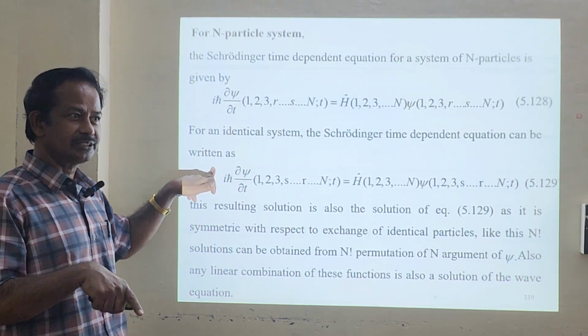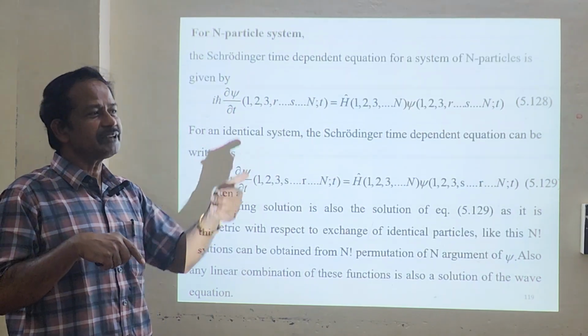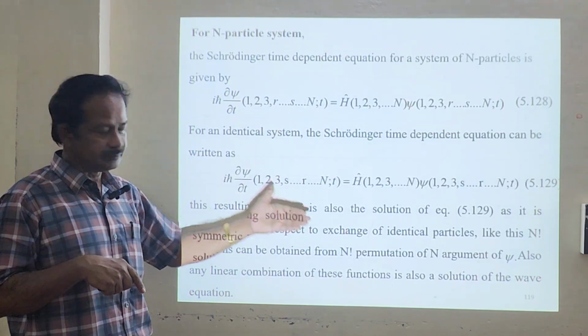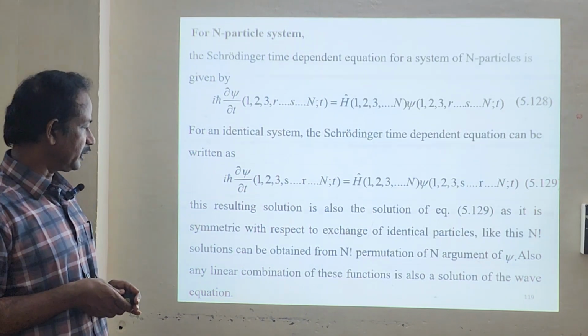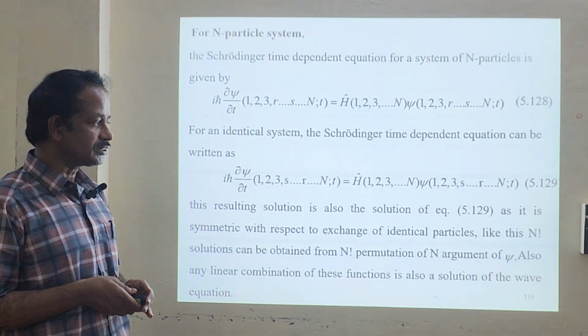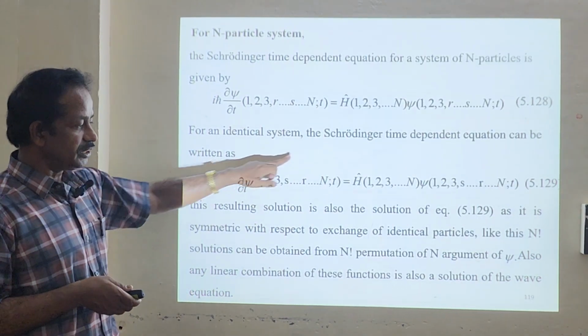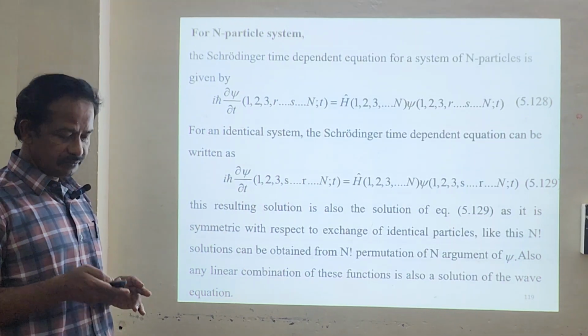So n factorial solutions. Two particles means 2 factorial solutions. Three particles means 3 factorial solutions. So n number of particles are there, the solution will be n factorial. So we will have n factorial permutations of the n arguments of psi. Also, any linear combination of these functions will also be a solution of the wave function below.